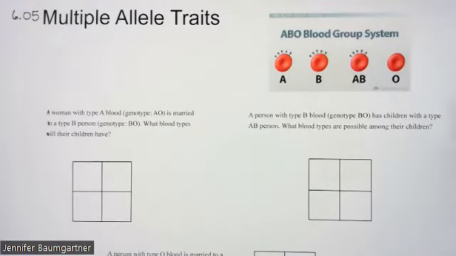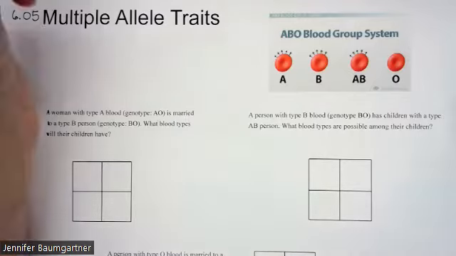Hey, this is 6.05, and we're going to talk about inheritance where we have multiple alleles. So what does it mean to have multiple alleles? Does that mean you get more than two alleles for a trait? Well, yes and no. There's two different ways we can talk about multiple alleles.